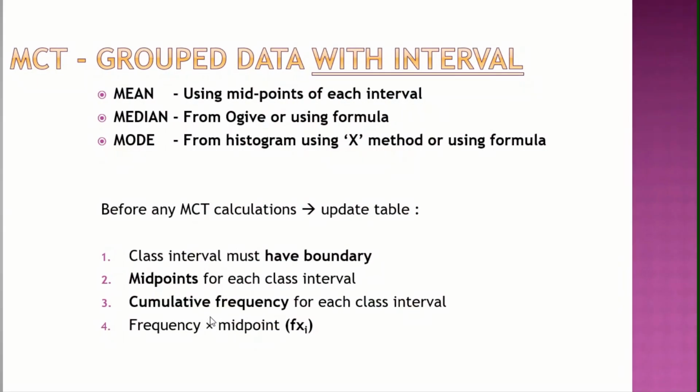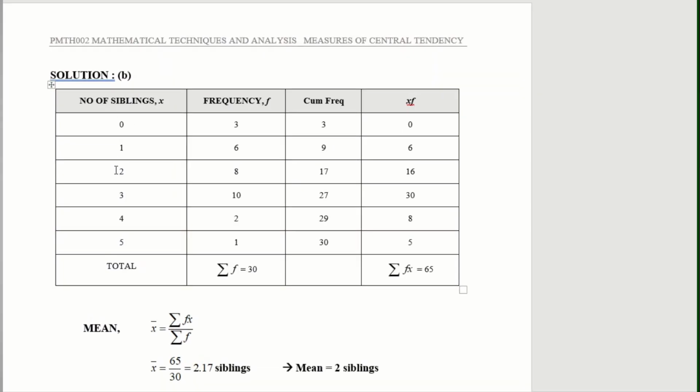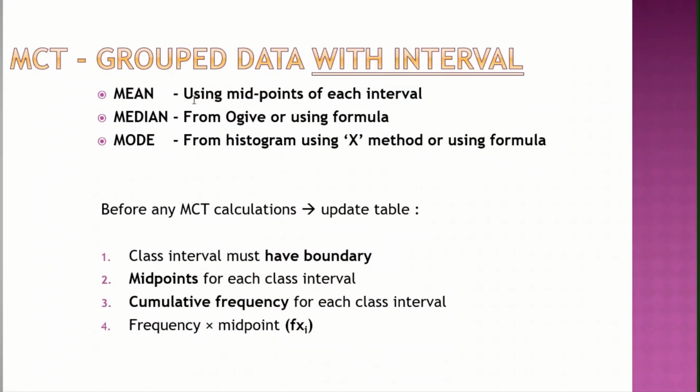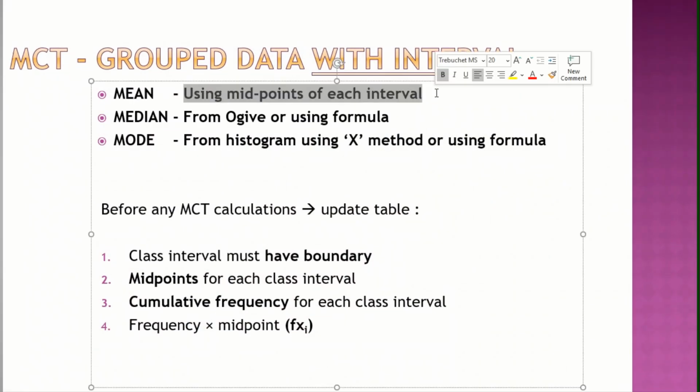So now the only difference is this is group data with intervals. Because we don't have direct data like this, we got intervals like 0 to 1, 1 to 2, that sort of thing. So you got to use midpoints, meaning the middle of the data, the middle of the interval.